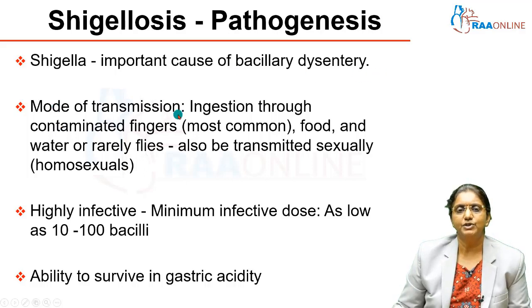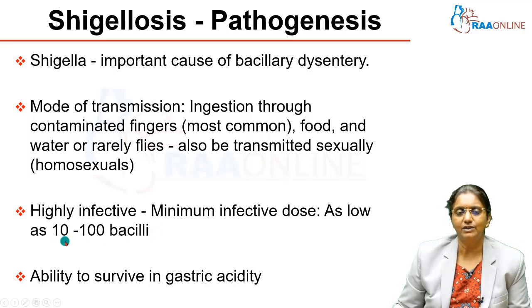The mode of transmission of Shigella, as for any GIT infection, is through ingestion. Either you can contaminate your fingers and then transmit the infection to yourself, or it can be through contaminated food, water, or very rarely flies. It can also be transmitted sexually. Homosexuals are at increased risk of developing Shigellosis. This bacterium is highly infective. The minimum infective dose is as low as 10 to 100 bacilli.